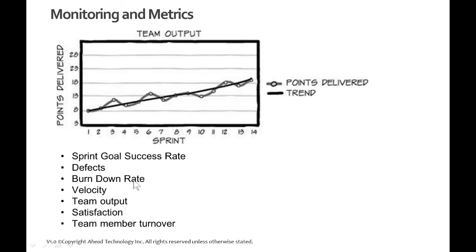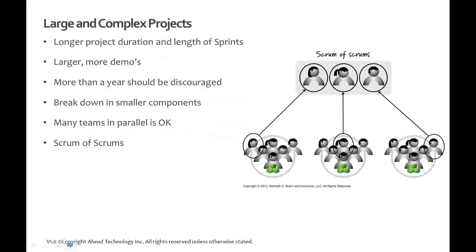So the sprint success rates, defects, your burn down rates, velocity, your output, overall satisfaction, and usually very low team member turnover here. And the reason for that is people are satisfied. They're self-directed. Large complex projects, so a lot of complexity can be involved here. This is where you get more into SAFe, scaled enterprise, longer durations and lengths of sprints. You can have what's called Scrum of Scrums teams. So just recognize that this can be scaled.